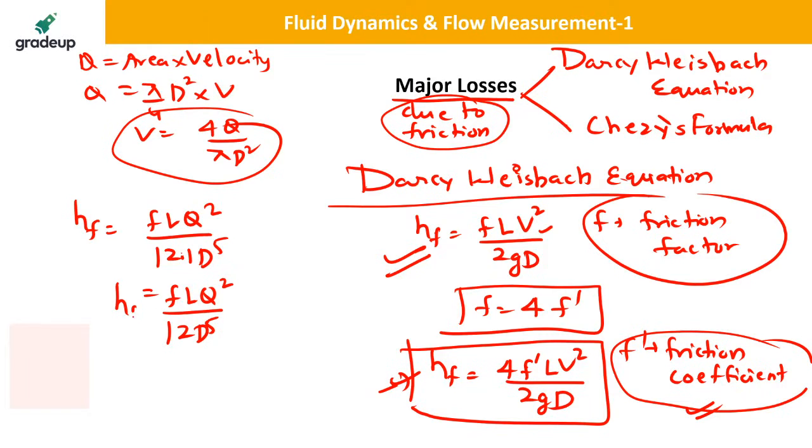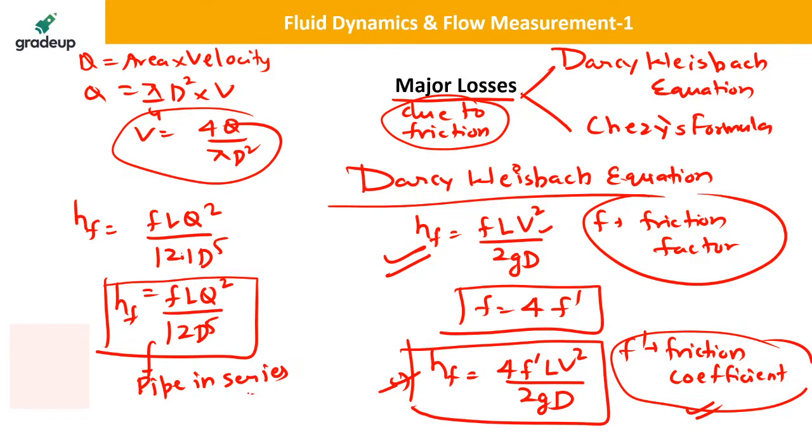Now this formula for major head loss will be used specially for solving pipes in series and parallel connection. So for solving the problems of compound pipes, we'll be using this formula for head loss, f L Q square by 12 d power 5. It is a very important formula.